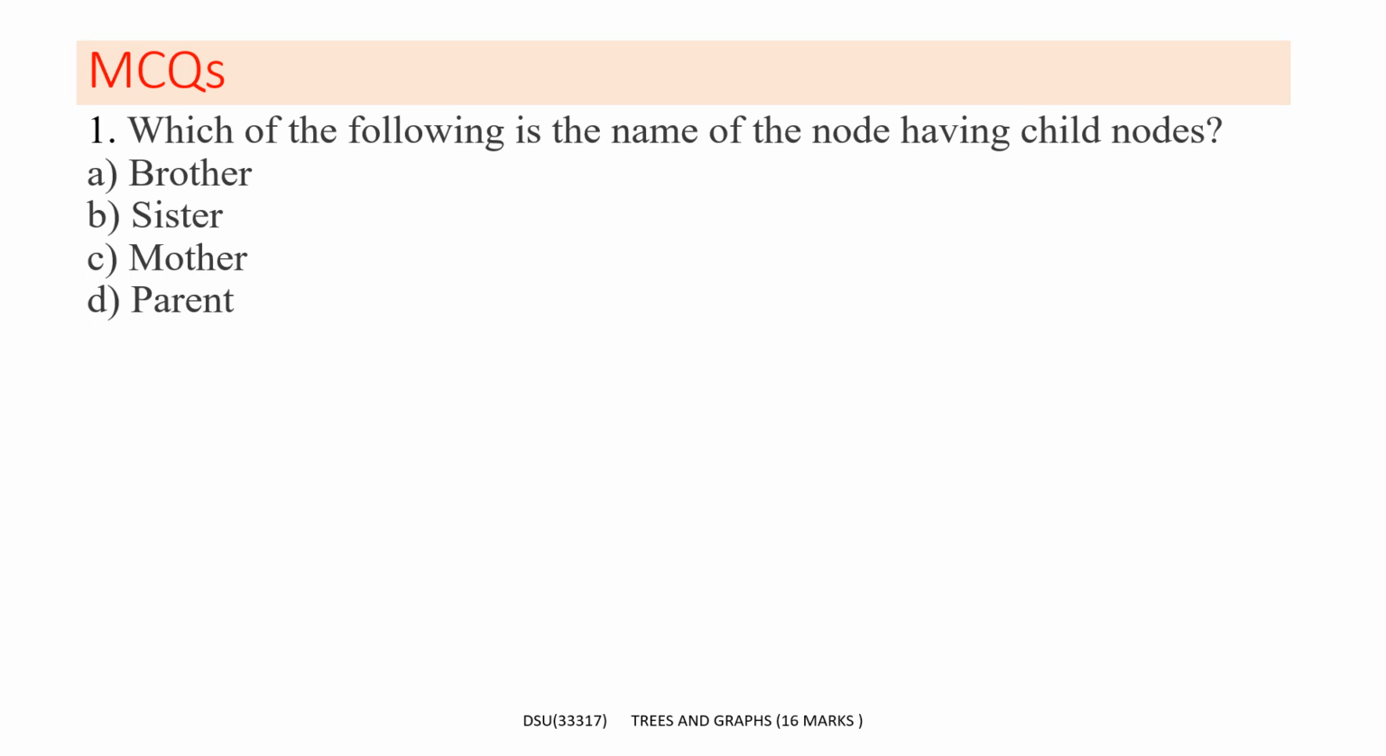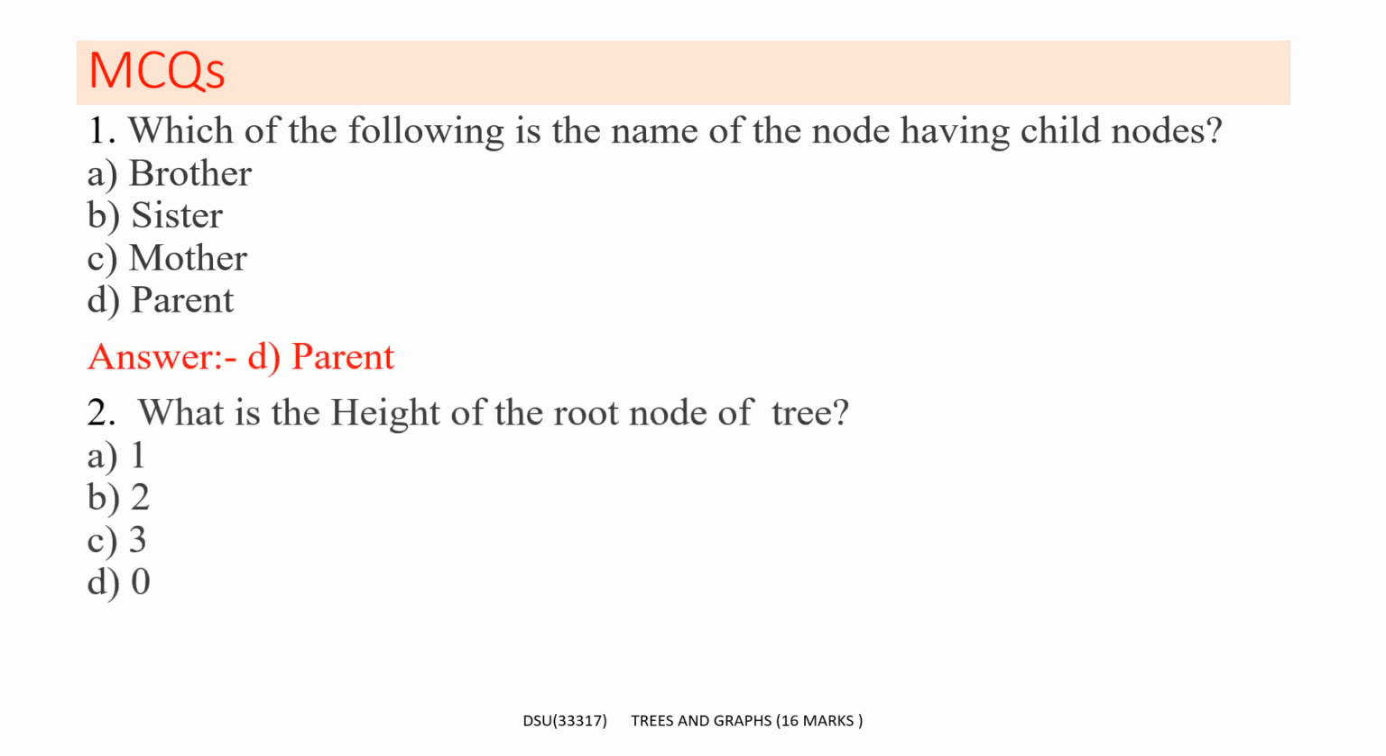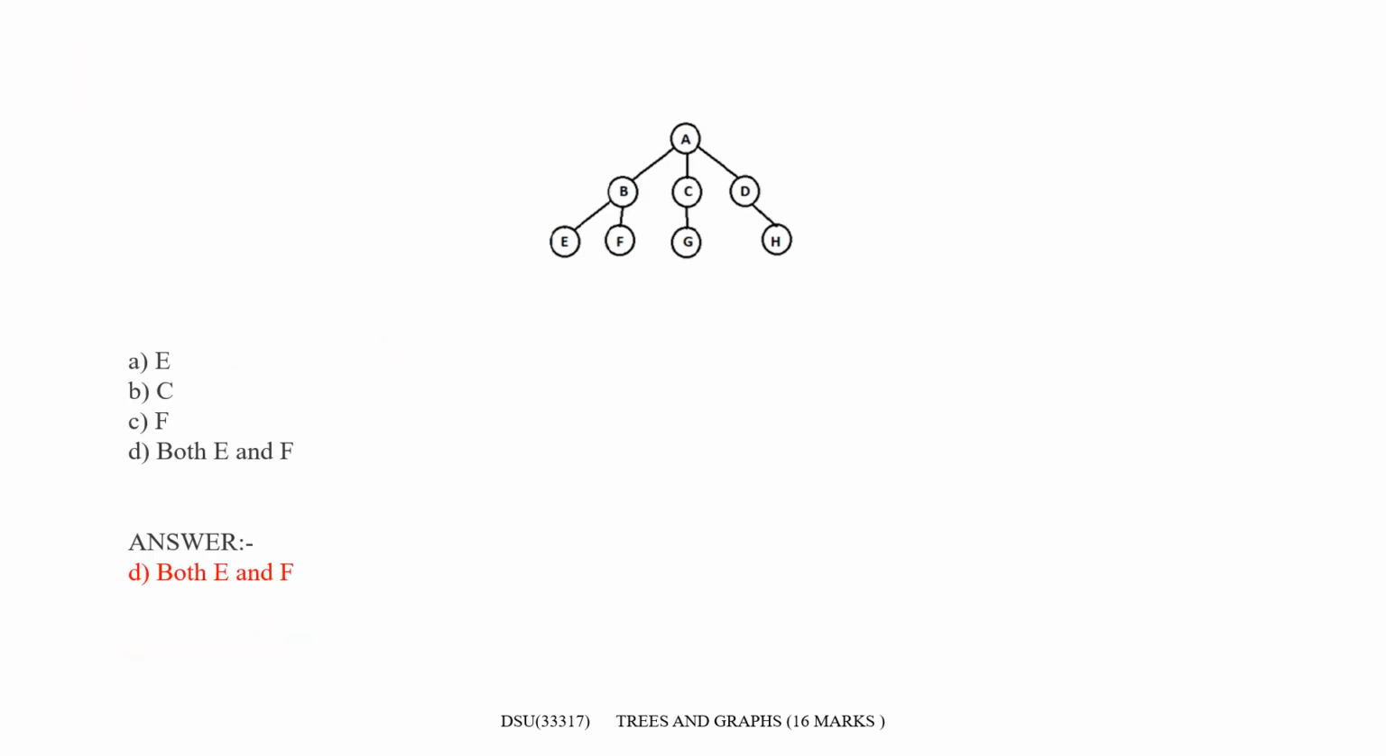So these are the MCQs. Which of the following is the name of the node having child nodes? Brother, sister, mother, parent. Answer is parent. What is the height of the root node of the tree? Answer is D. The height of the root node is 0 because the root node is the first node of the tree.